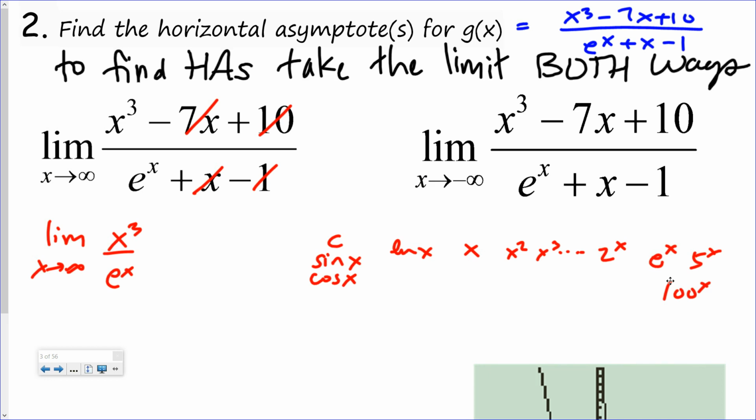All right, so looking at this, which one's bigger and which one's smaller? E to the x is bigger. So guys, do you see this is really a small over big? So this answer is 0, okay? So on your test, I am looking for y equals 0. If you have just 0, I'll count it right.